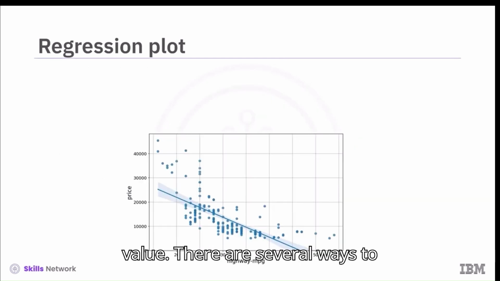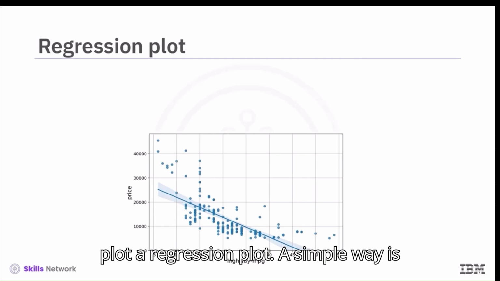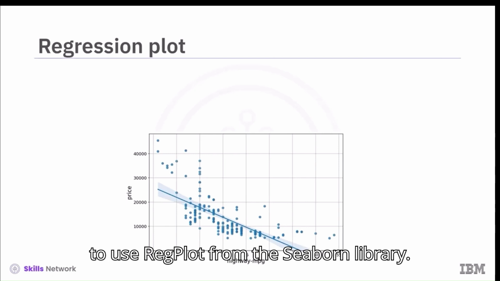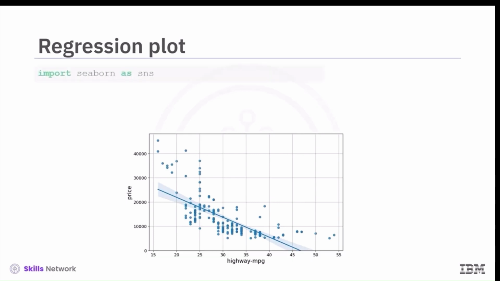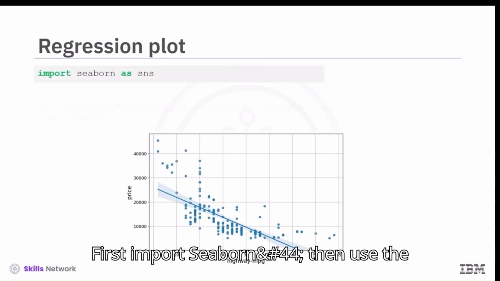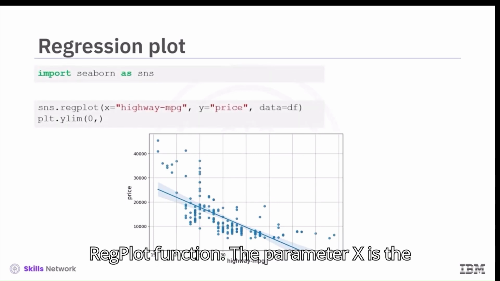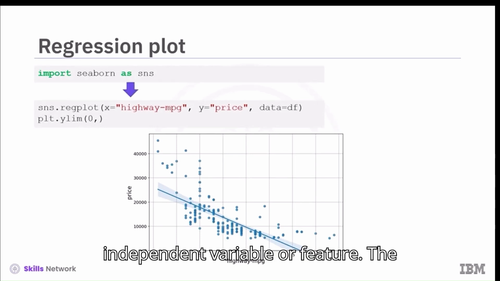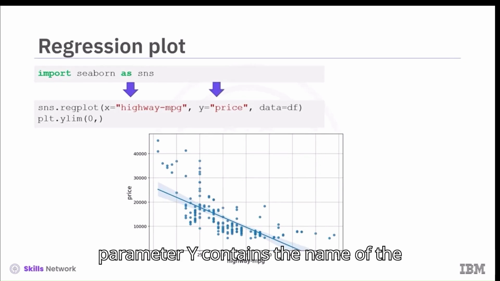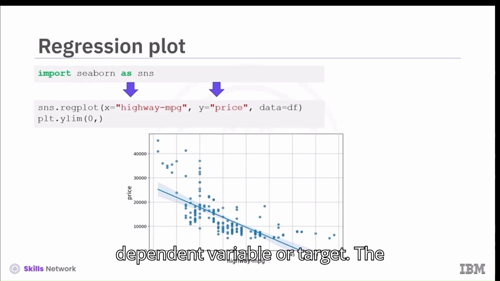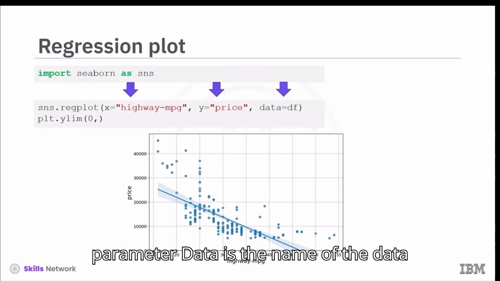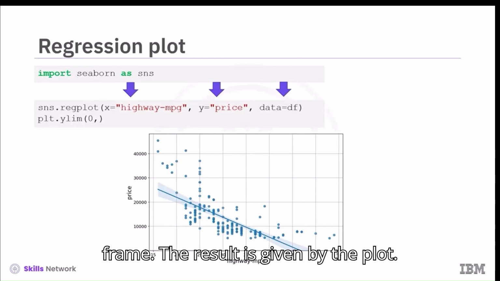There are several ways to plot a regression plot. A simple way is to use regplot from the Seaborn library. First, import Seaborn, then use the regplot function. The parameter x is the name of the column that contains the independent variable or feature. The parameter y contains the name of the column that contains the name of the dependent variable or target. The parameter data is the name of the data frame. The result is given by the plot.